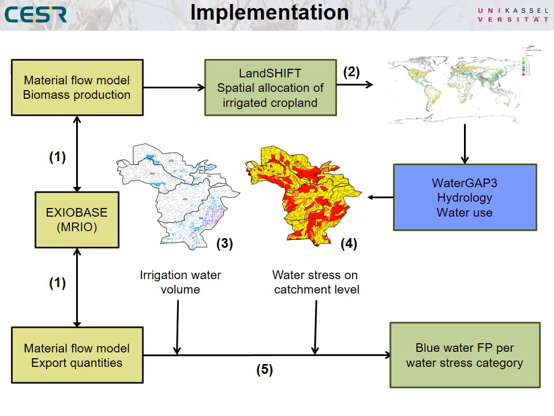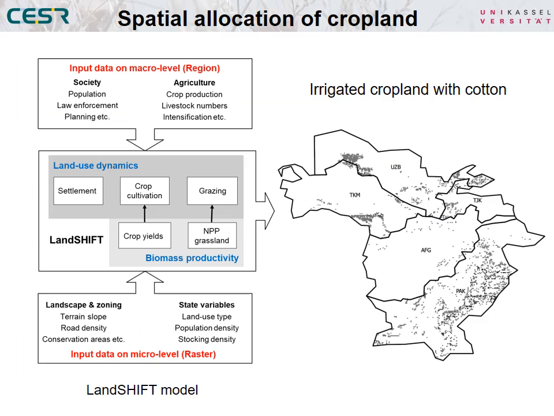Let's look a bit deeper in the details. We use the global land use model Landshift to generate a global cropland pattern with a spatial resolution of 5 arc-minutes. We further differentiate between 8 different crop types and crops that are cultivated in a rain-fed system and in irrigated systems. Here we see as an example the distribution of irrigated cropland with cotton in Central Asia.